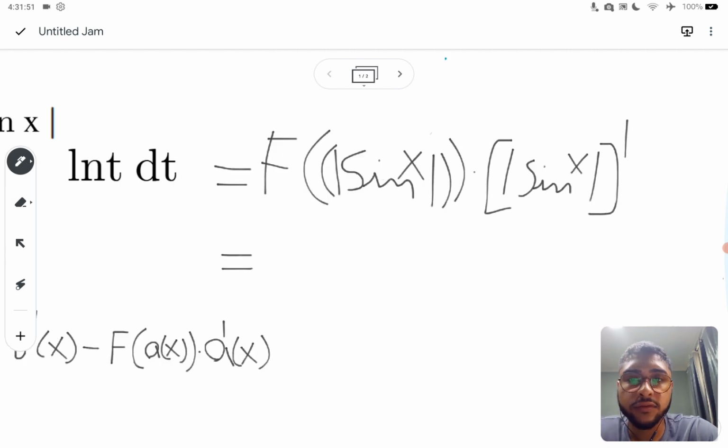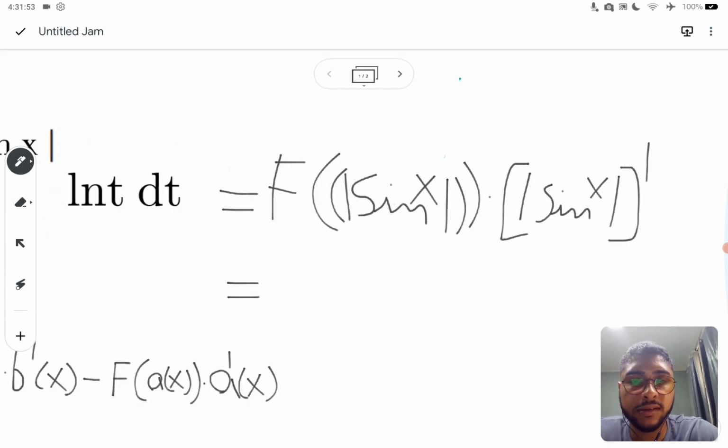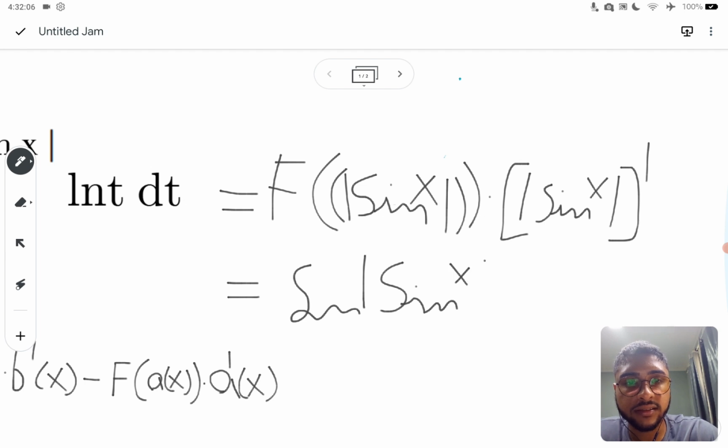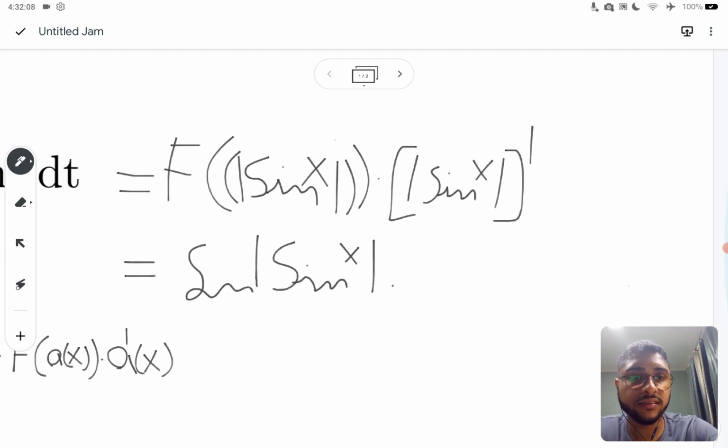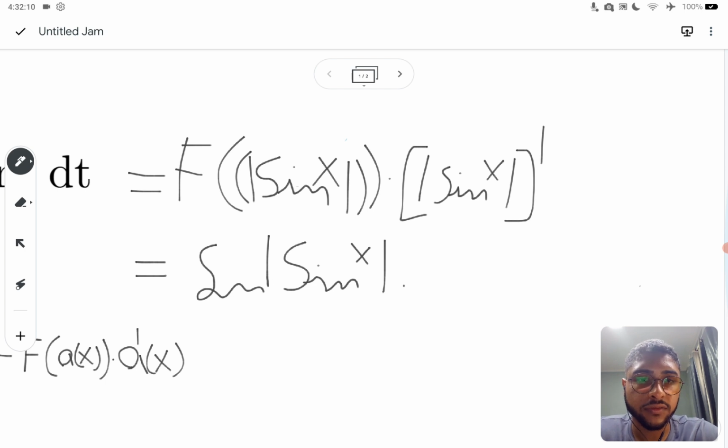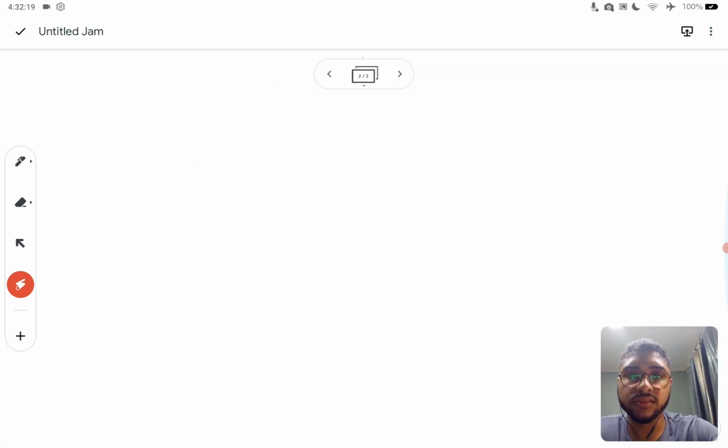And this is equal to ln of the modulus of sine x times the derivative of the modulus of sine x. I will do this in a separate slide because it's not intuitive. I will need to explain this more.